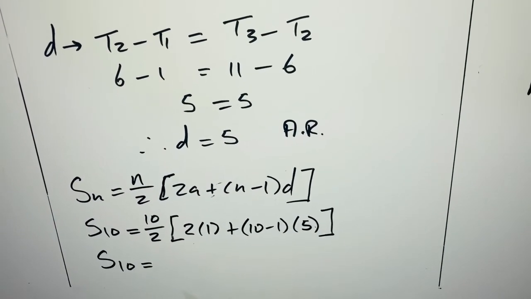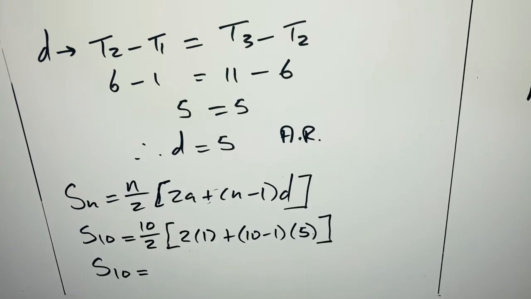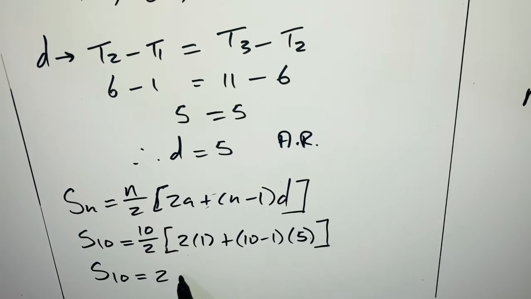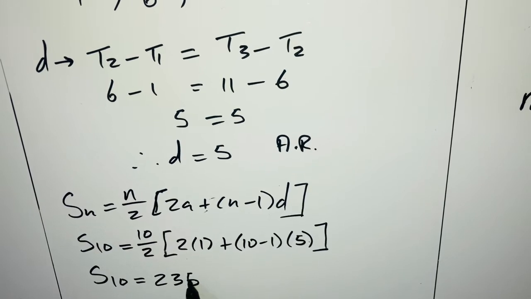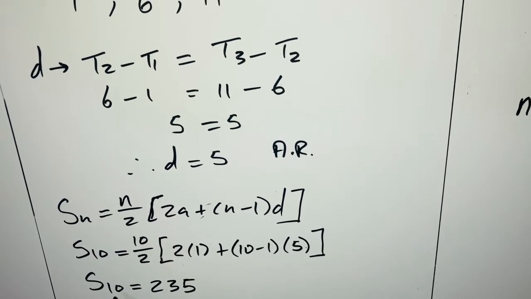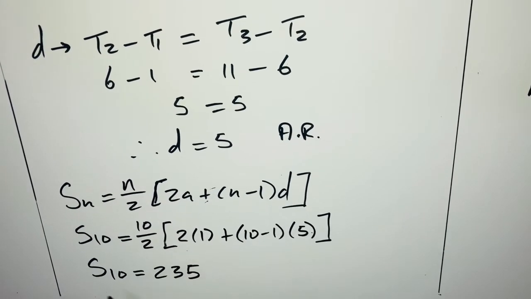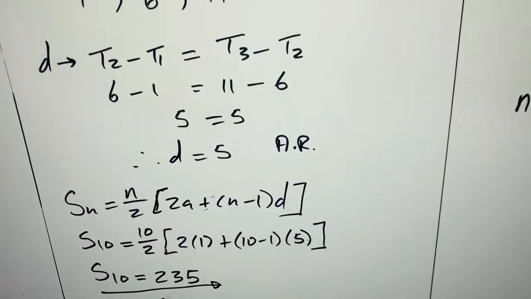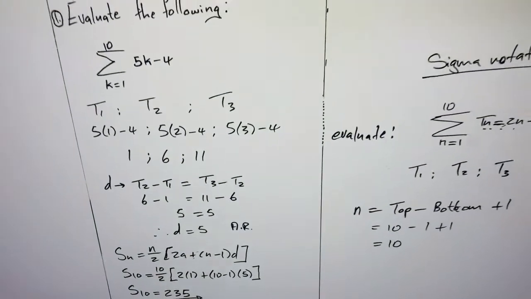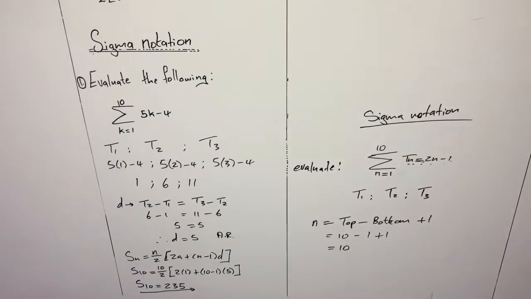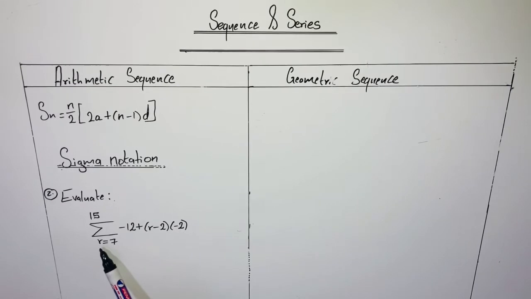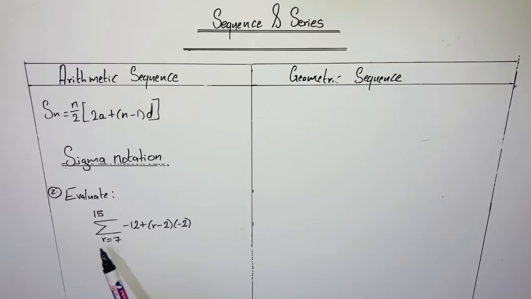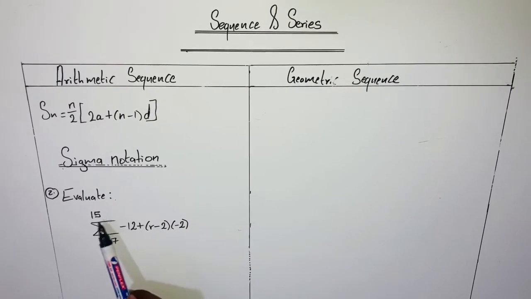What you get is 235. So the sum of the first 10 terms, when I evaluate that sigma, is 235. The next sigma, with the formula r, has a 7 at the bottom, then at the top you have a 15.